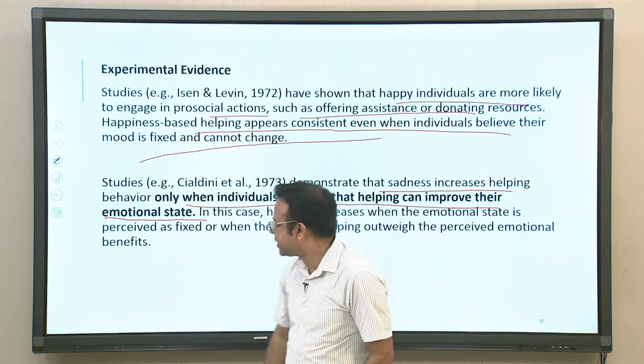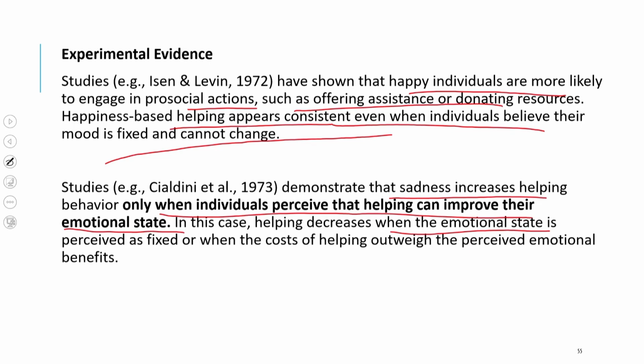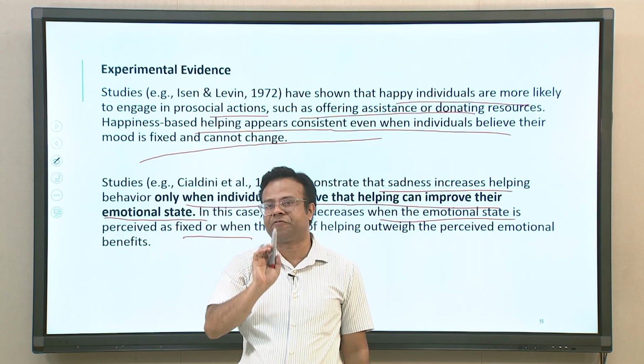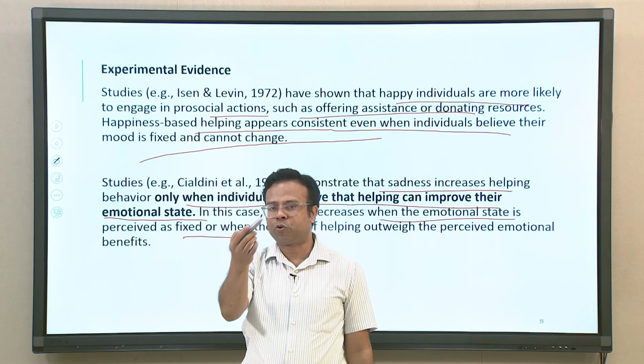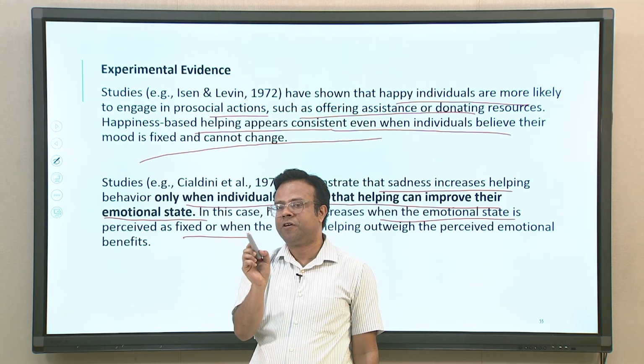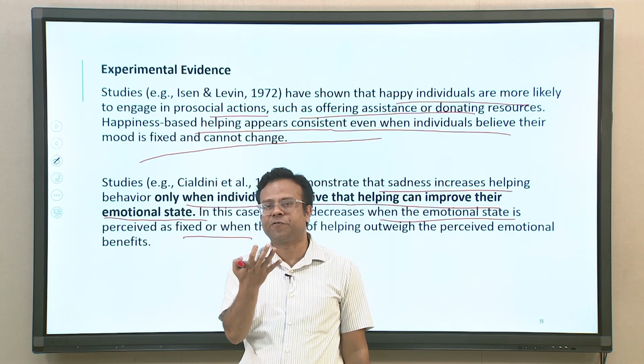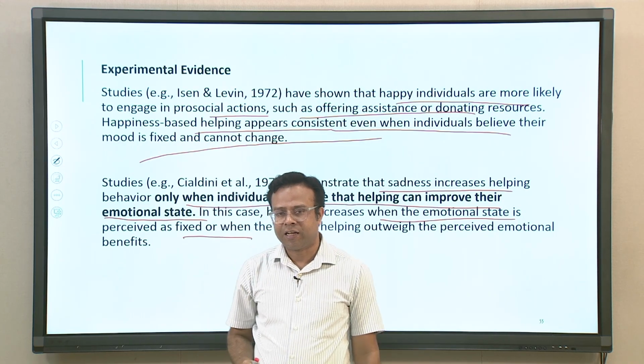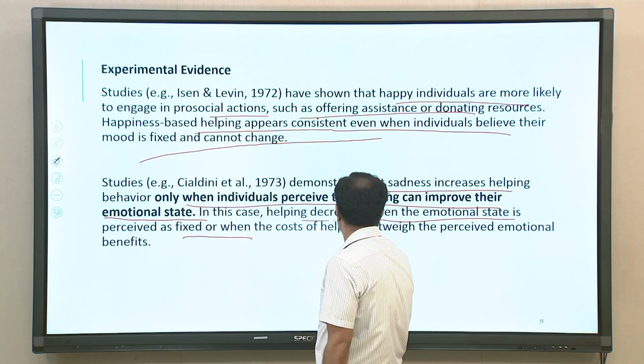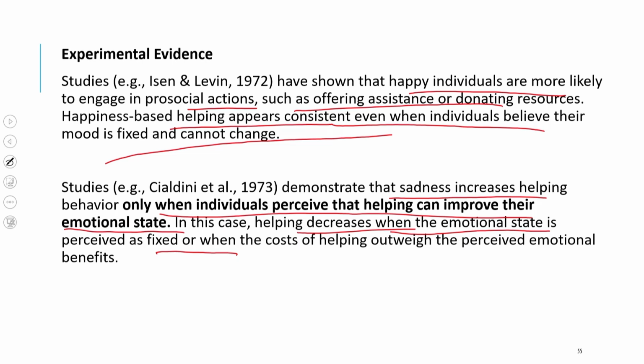In this case, helping decreases when emotional state is perceived as fixed. When people are in a negative emotional state and believe their negative emotion is fixed and is not going to change, the helping tendency may decrease. When they feel that even if I help, it is not going to change my mood, then negative emotions may not motivate people to engage in prosocial behavior.